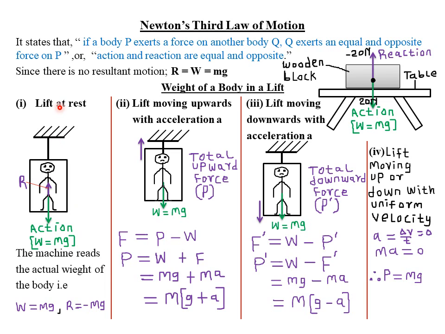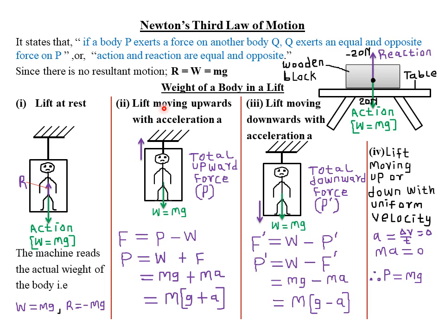So if you're asked to find the weight, that is the reading of the machine when the lift is at rest, you simply find the weight of that particular person by taking the mass of the person multiplied by gravity, which usually we take as 10, unless maybe specified. Sometimes we usually use 9.8.